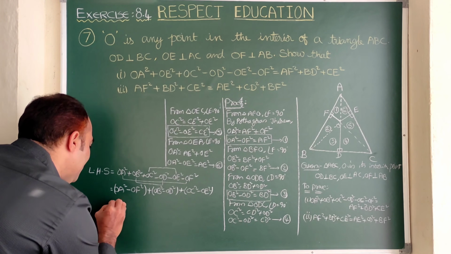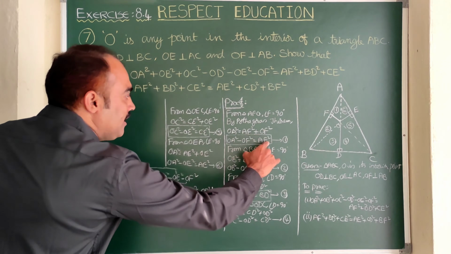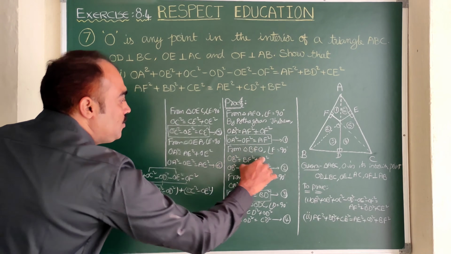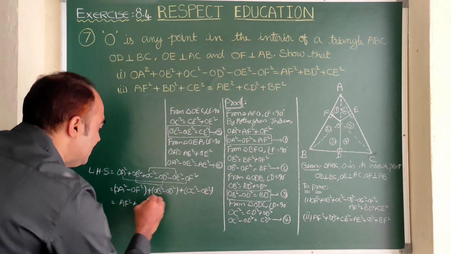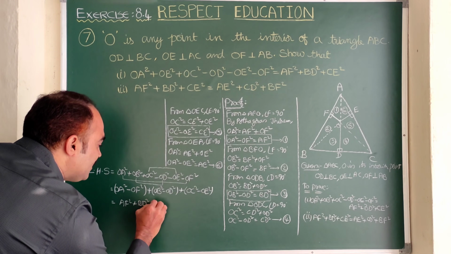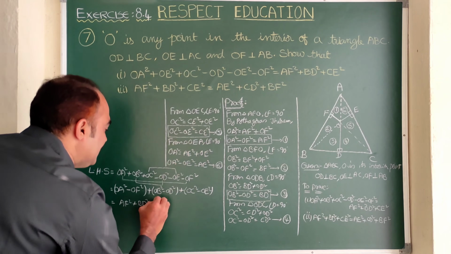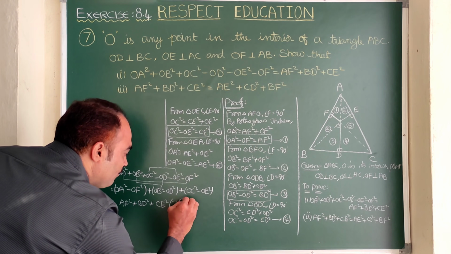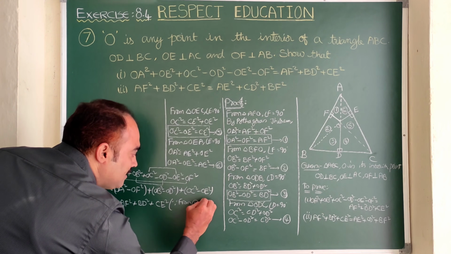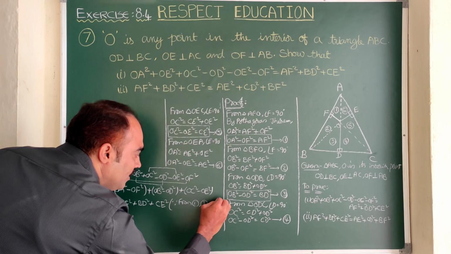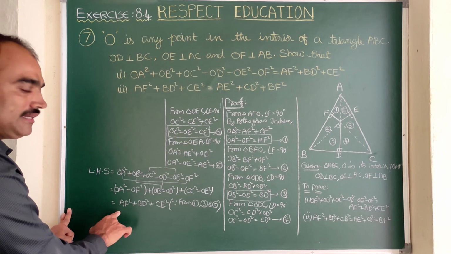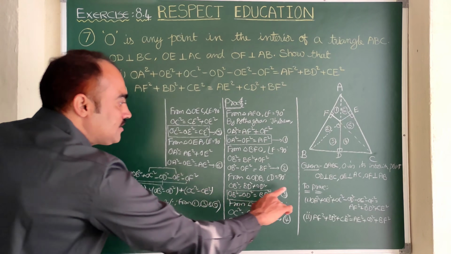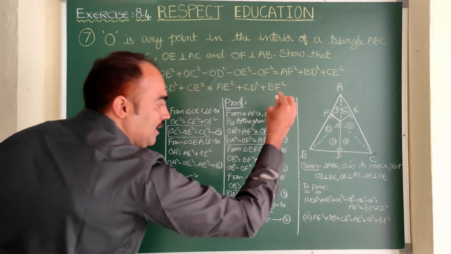the answer. So here, as I have told you, from equation 1, it can be replaced with AF square. From equation 3, it can be replaced with BD square. And from equation 5, it can be replaced with CE square. Clear? These are from equations 1, 3 and 5. Using these three, here I got AF square plus BD square plus CE square, right? With this, the first bit gets completed.